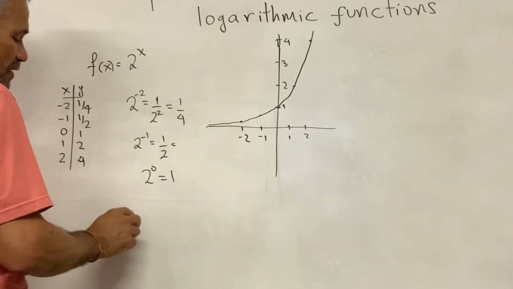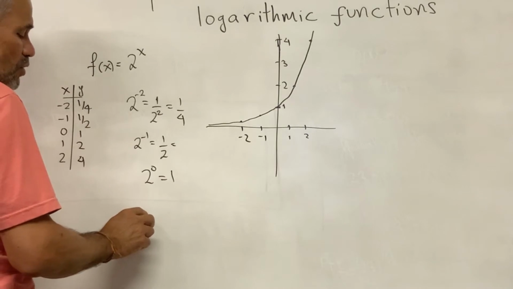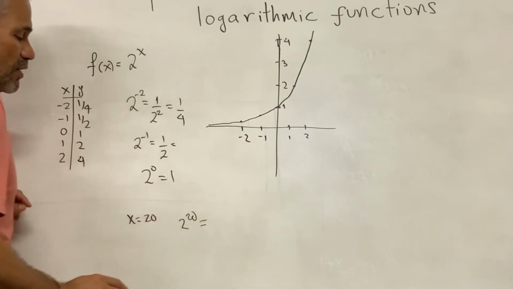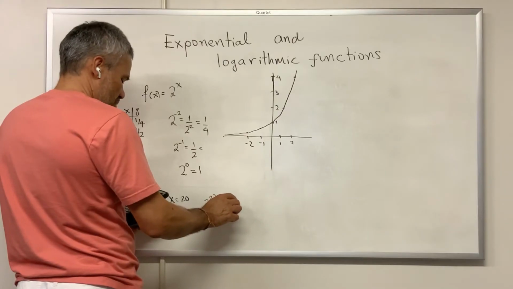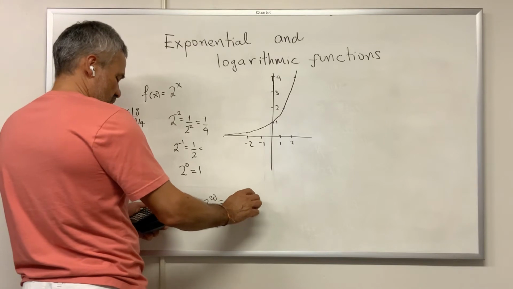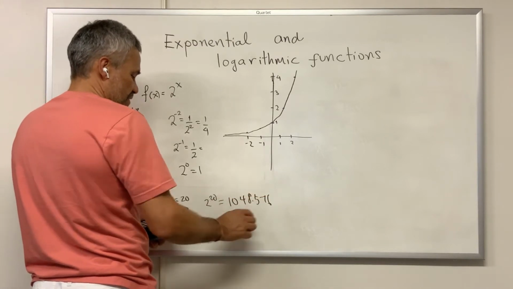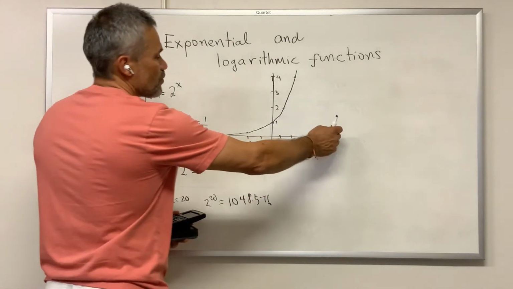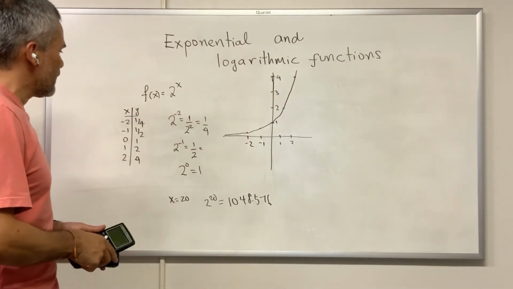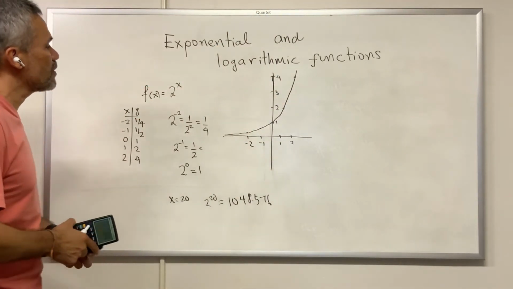For example, if x is equal to 20, then 2 to the 20 is equal to 1,048,576. And when you reach 20, it will be extremely difficult to graph the output. This is the exponential function.